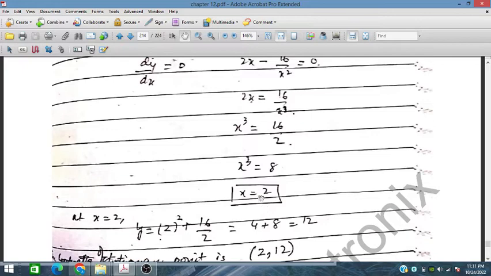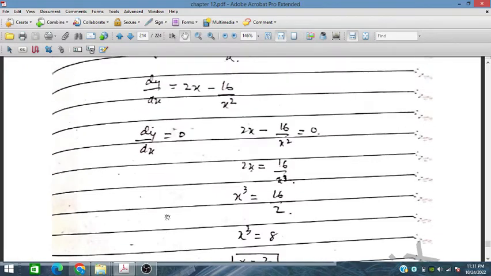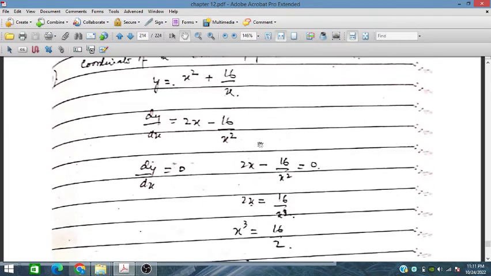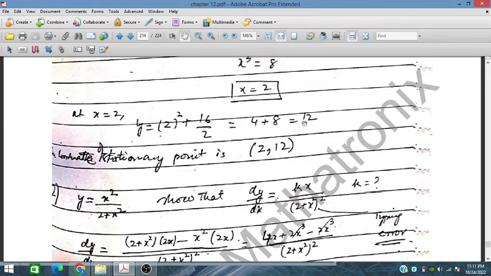equal to 2. At x is equal to 2, placing the value of 2 here, y is equal to 12. So the coordinate of the stationary point is (2, 12). This was the required stationary point, and we have obtained it here. So it's very easy.